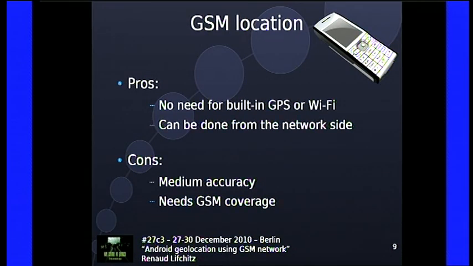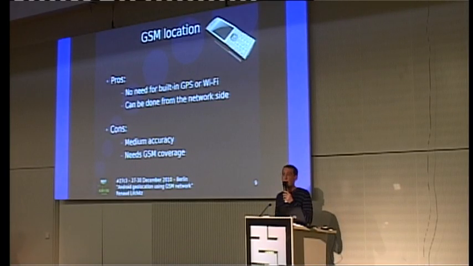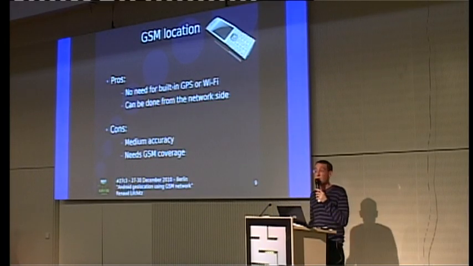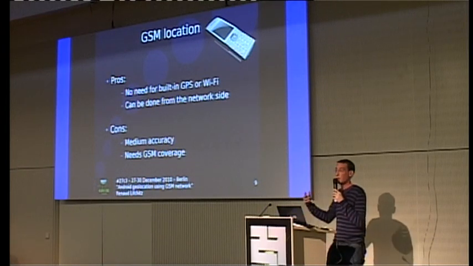The last way, and the most interesting way, is the GSM location. Here you don't need Wi-Fi or GPS. So it will work with all GSM phones. And it can be done from the network side. You don't necessarily have to install an application on your phone, you don't need a smartphone. With a very old phone, you are able to geolocate yourself, because this is made from the network side, and not from the user side.